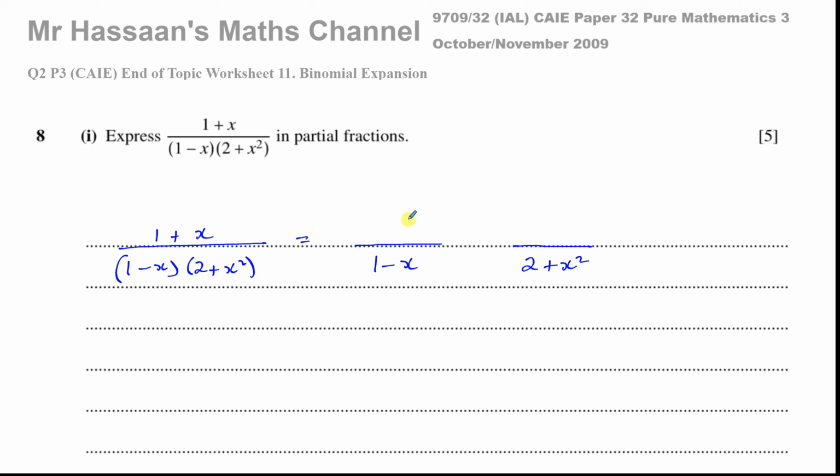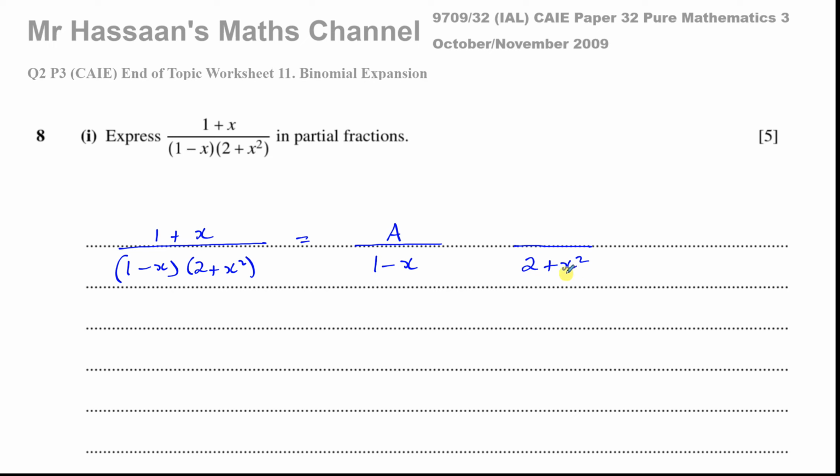Now, for this to be a proper fraction, the numerator can't be more than a constant. Because for something to be a proper fraction, the numerator has to be an order less than that of the denominator. So here we have a linear denominator. The numerator has to be a constant. Okay, it's less than linear.